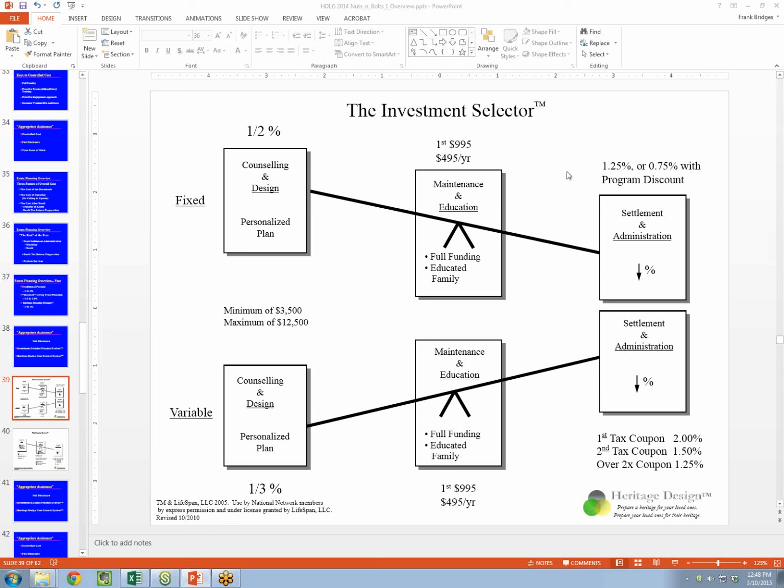So then the second part of our program is the maintenance and education program. This is what we call the Step 2 program. The first year costs $995. Once people have done their planning with us and their funding is done, they become part of the maintenance program. The whole first year is included in their fee. So if they started, let's say, in July of 2014 and didn't finish until the end of that year, then the following year is entirely included in their fee for the $995, and it's only after that that they start paying an annual fee of $495.